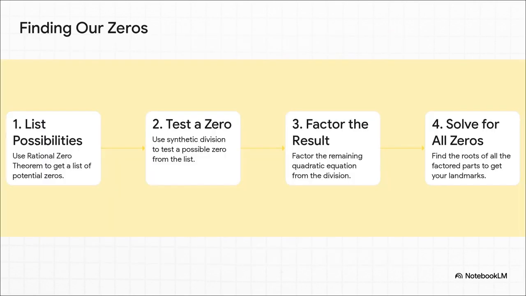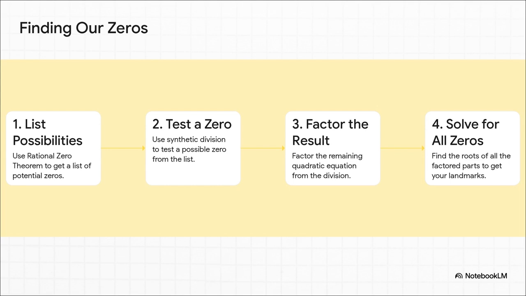Let's walk through it. For our equation, the theorem tells us to take all the factors of the last number, the constant term, -6, and divide them by all the factors of the first number, the leading coefficient, 2. This gives us our list of possible zeros, plus or minus 1, 2, 3, 6, and also the fractions 1/2 and 3/2. Now we just have to test them.